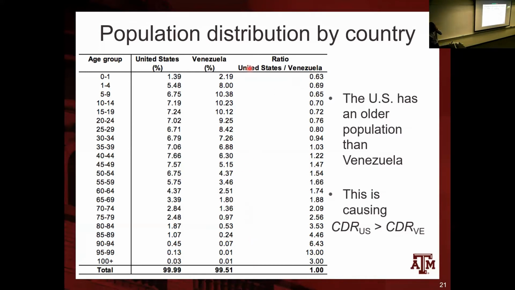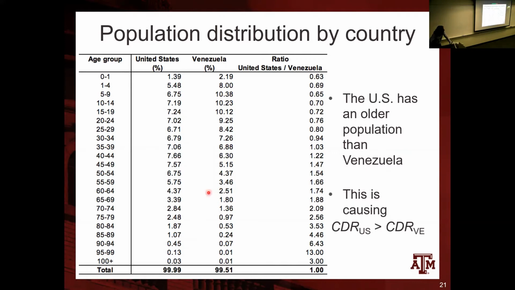This number here, since the US is in the numerator and Venezuela is in the denominator, if this number is below 1 unit, we have a higher percentage of people in Venezuela in these groups compared to the US. 7.24 divided by 10, it's a number below 1 unit. 6.79 divided by 7.26, a number below 1 unit.